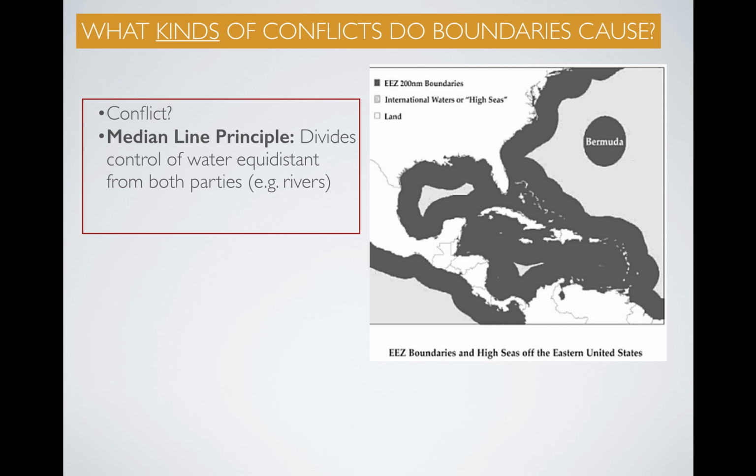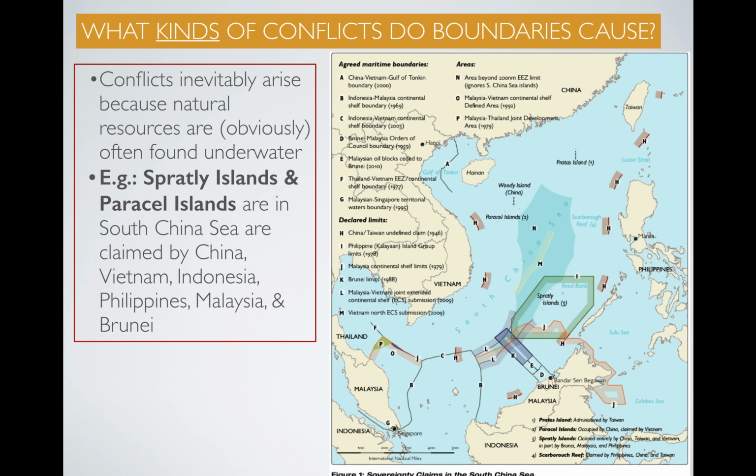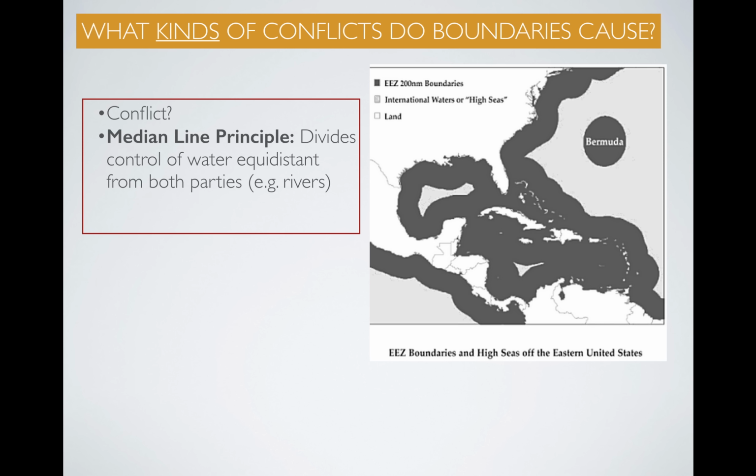So while the United Nations Law of the Sea is a good policy, it's not necessarily foolproof, because clearly those zones overlap, which leads us to what is now on the left-hand side here, the median line principle. The idea is that when these exclusive economic zones overlap, the rule of thumb is to divide the zone in half, with control of the water that is equidistant from both parties.